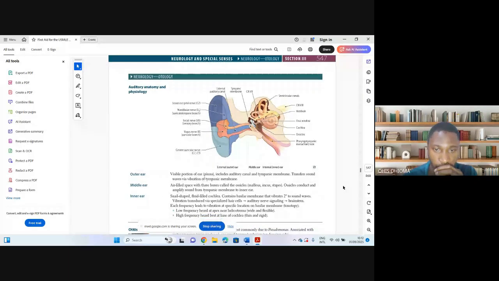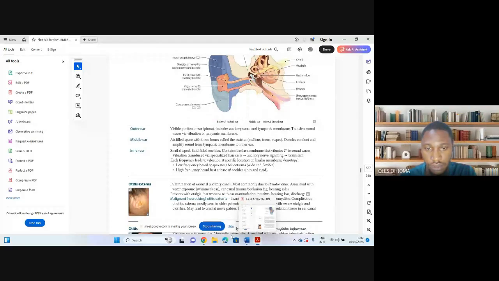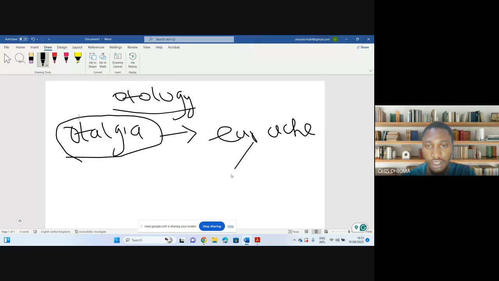We're going to talk about otitis. I'm not going to dwell so much on this part of otology because it's not so high yield. What is really high yield in the exam is the pathology. So we talk about otalgia. Otalgia simply means earache, a common symptom, and there are some things that can give you associations to it. Earache can be primary or secondary.